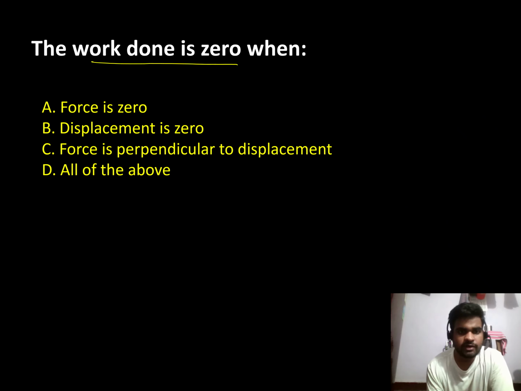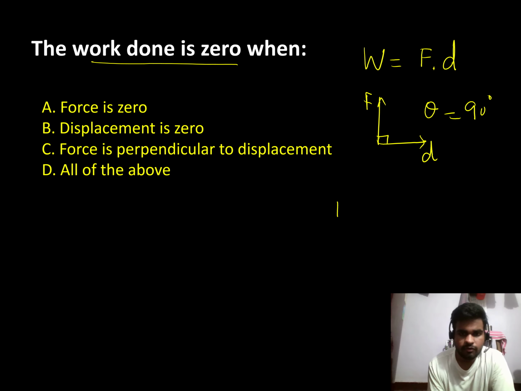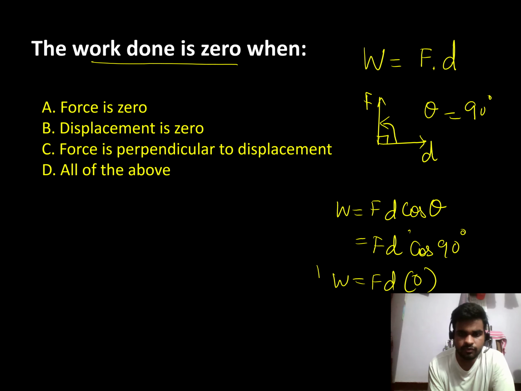The work done is zero when. Work done is given by F dot D, a dot product between force and displacement. When the force and displacement are perpendicular to each other, that is, the theta between them is 90 degrees, work done is F D cos theta. Theta is the angle between displacement and the force. When it is 90 degrees, that becomes 0. Cos 90 is 0. So work done is 0 when force is perpendicular to displacement.